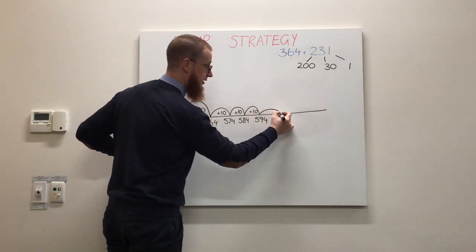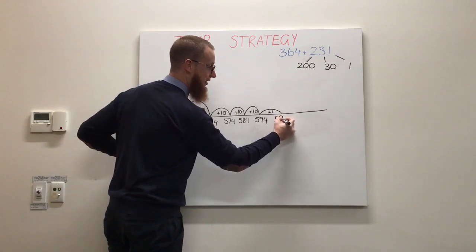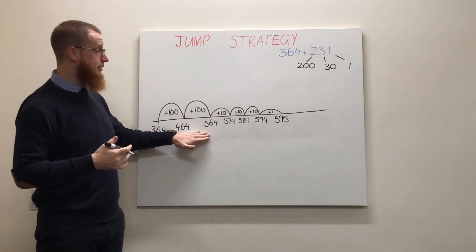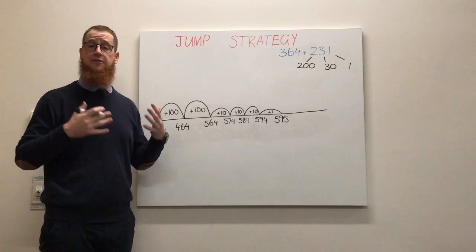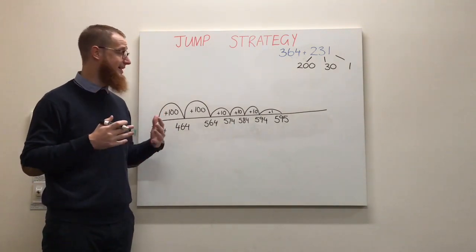I'm going to make him nice and long so I can fit it all in, and there we go, 595. I have now added on my 2 jumps of 100, my 3 jumps of 10, and then my 1 jump of 1. I've completed my equation. I can say 364 plus 231 is 595.